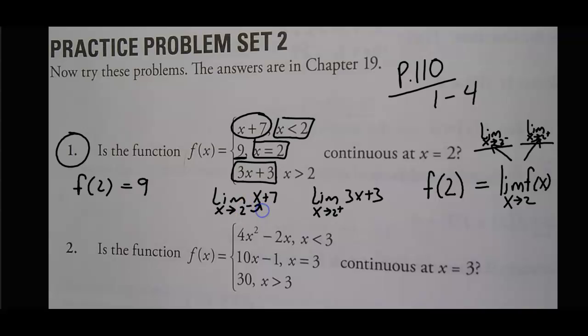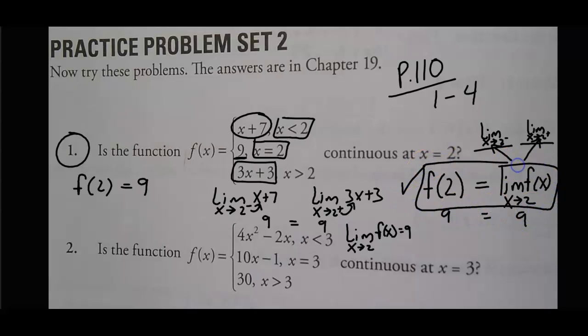And now we need to see what those are, and we're just going to do some direct substitution. So if I plug in 2 here, then I'm going to get 9. And if I plug in 2 here, I'm also going to get 9. And so since those two things are equal, that means that the limit exists. And the limit, therefore, is 9. And therefore, we could say that since this equals 9 and this equals 9, those things are in fact equal. And boom, we can say, yes, the function is continuous.